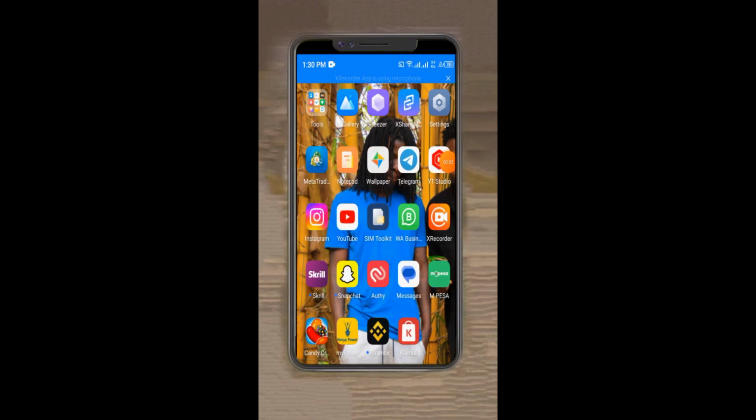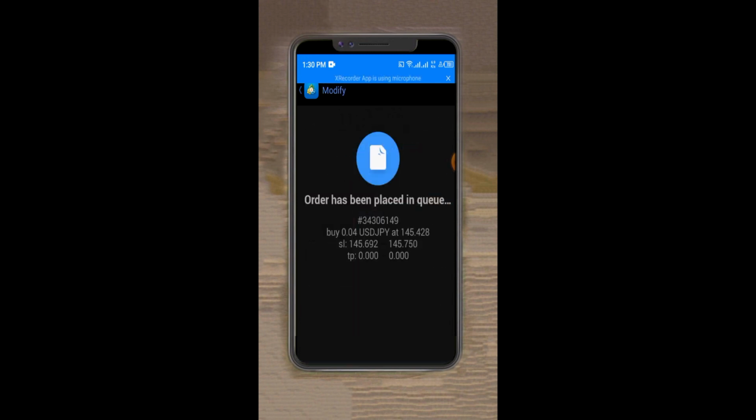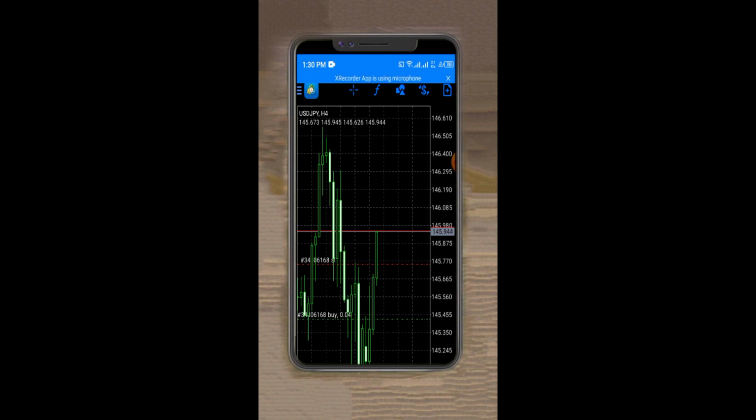Alright, so let's just do something over here. I need to trail that stop loss of USD JPY. Alright, so that's what's up, gang. It's still playing out nicely though. Actually it's around, let me see.